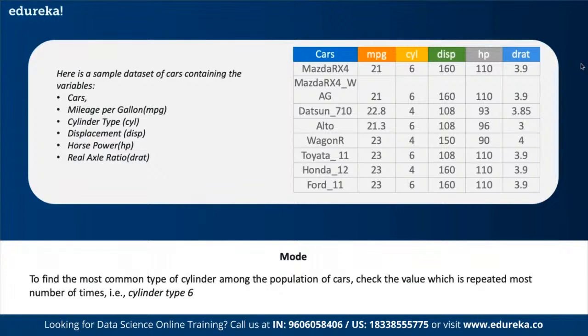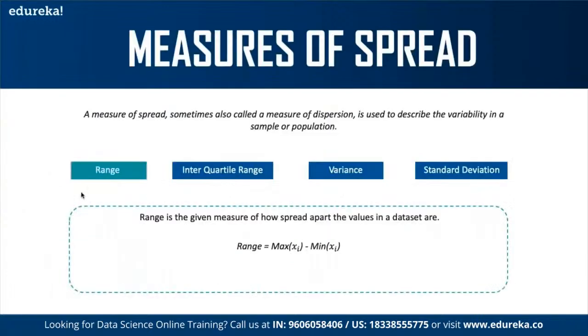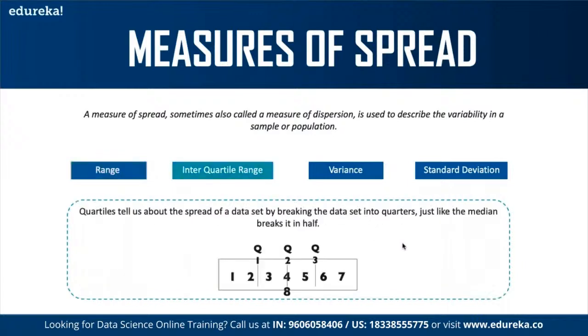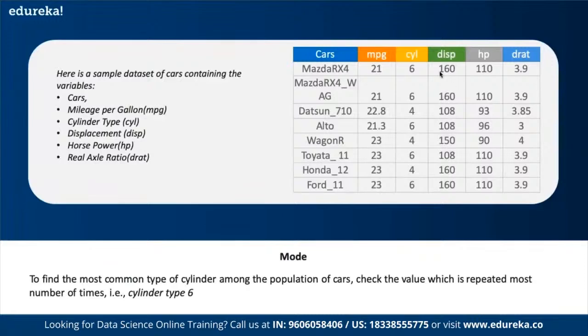And now in terms of measures of spread, we have first of all range. So range is simply how spread apart the values are in a data set. For example, if we talk about the previous data set here, what is the maximum and minimum value, and how we have to extract data on top of it. Suppose we want to find the range for displacement or HP here, then we can simply take the maximum value and deduct the minimum value from it, right?